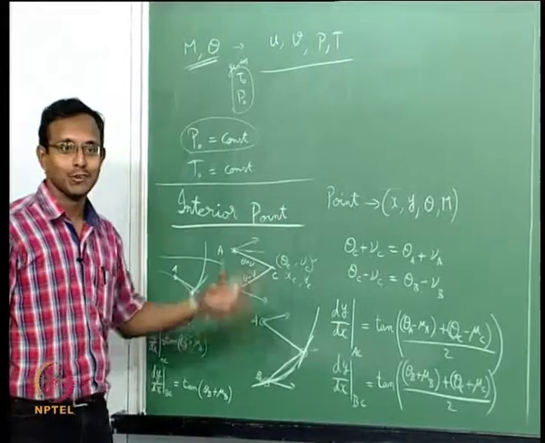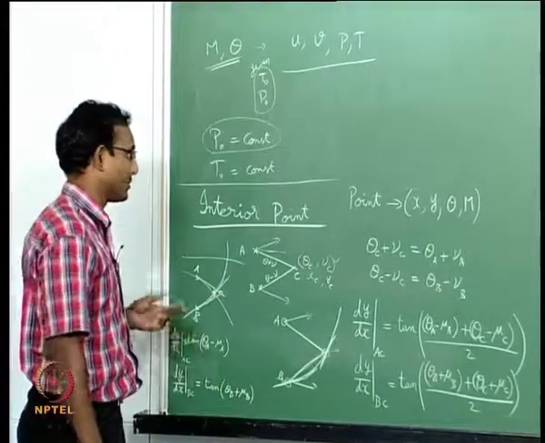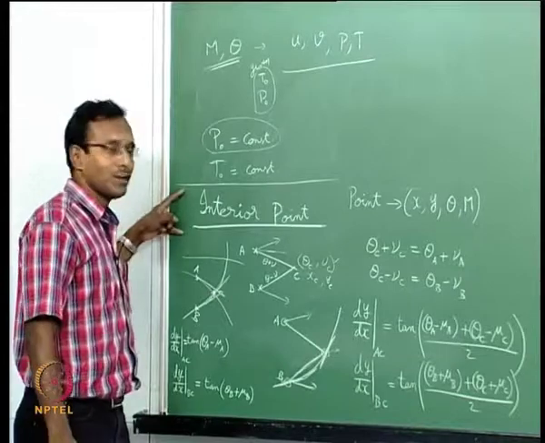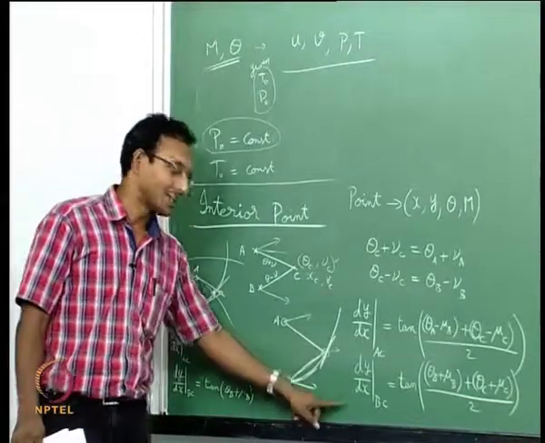I need to have an intersection code, a simple intersection subroutine, and then I need to have an interior point subroutine which will call that after this calculation.